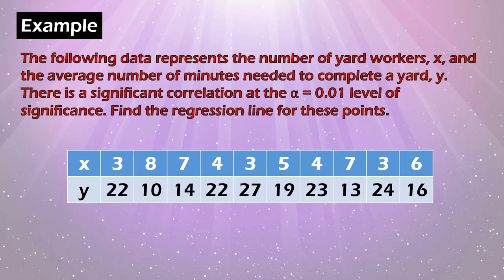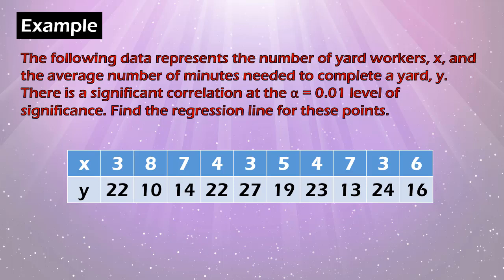So we have our data. The x's represent how many workers we have, and the y's represent how long it takes to complete the yard. So if we had 3 workers, the yard takes 22 minutes to complete. If there were 8 workers, it takes 10 minutes, 7 workers, 14 minutes. If there are 4 workers, it takes 22 minutes. If there are 3 workers, it takes 27 minutes. If there are 5 workers, it takes 19 minutes. If there are 4 workers, it takes 23 minutes. 7 workers, 13 minutes. 3 workers, 24. 6 workers, 16.